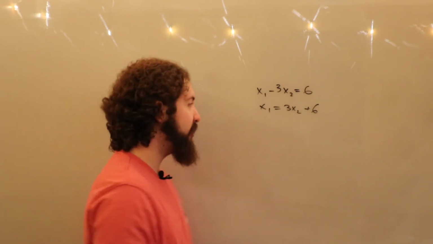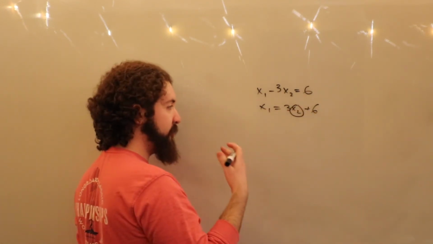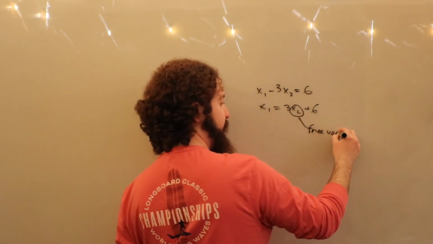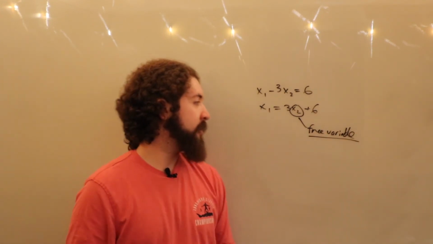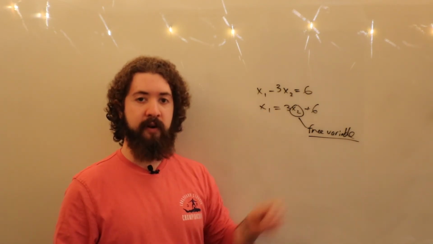And in this sense, I'm going to call x2, or equivalently x1 here, but just one of them, a free variable. It's free because it can take on any value it wants to, and then this variable is going to be dependent on the free variable.